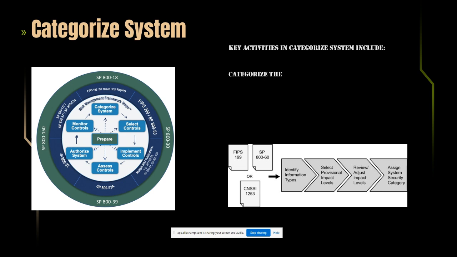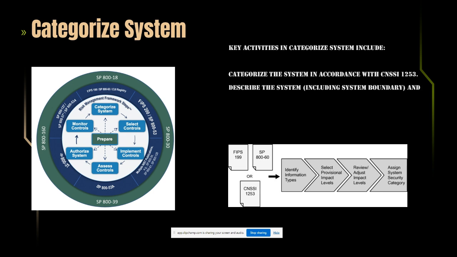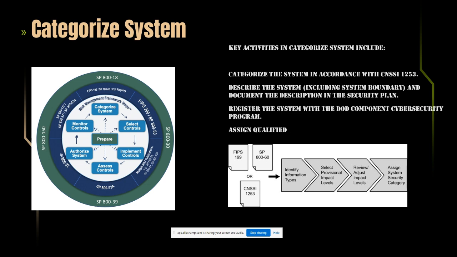So the key activities in categorize the system include: categorize the system in accordance with CNSSI 1253, describe the system including the system boundary, document the description in the security plan, register the system with the DoD component or cybersecurity program, and assign qualified personnel to the RMF roles.